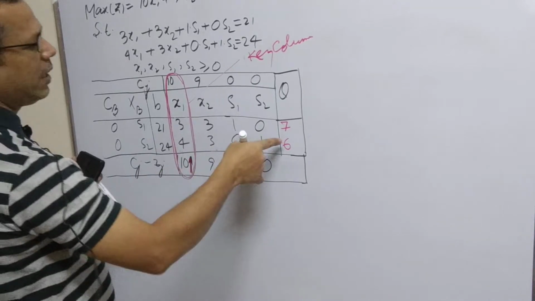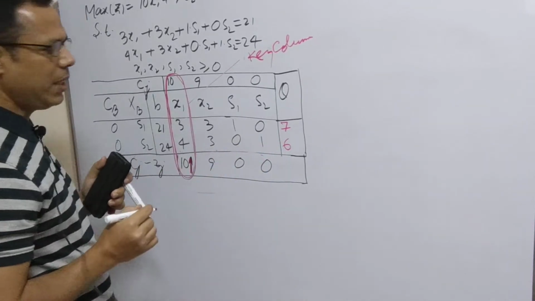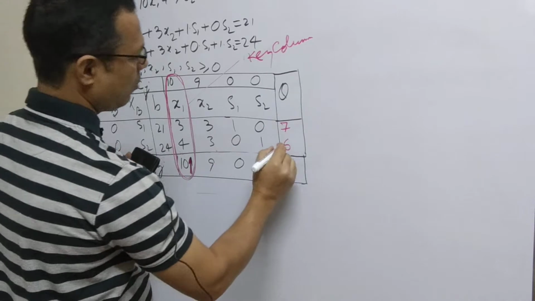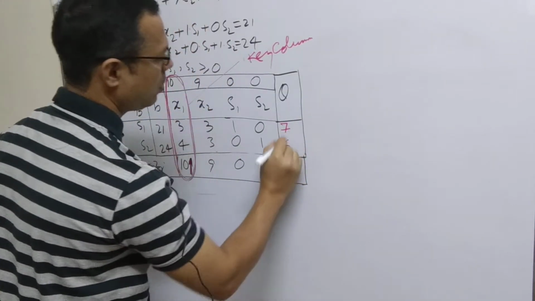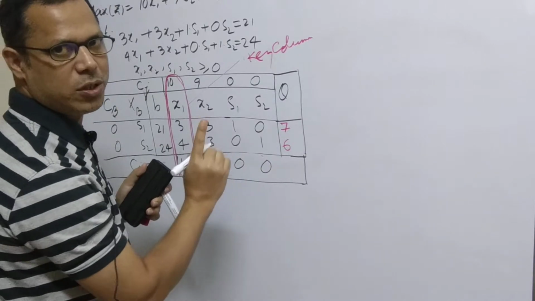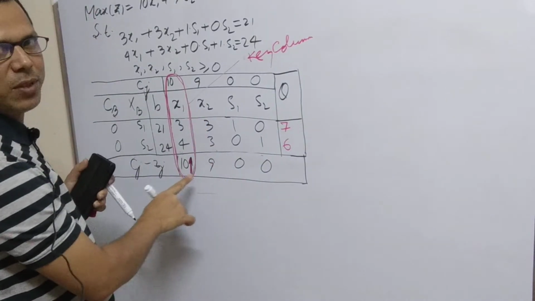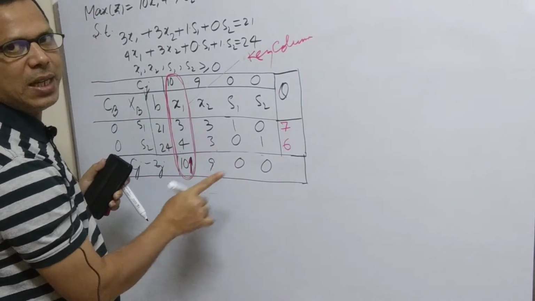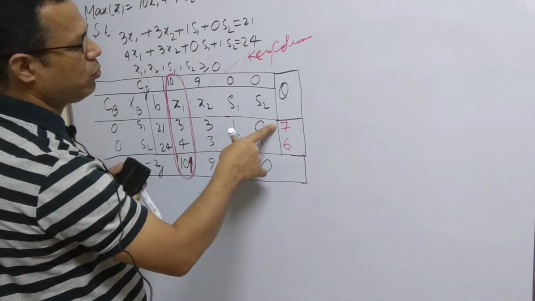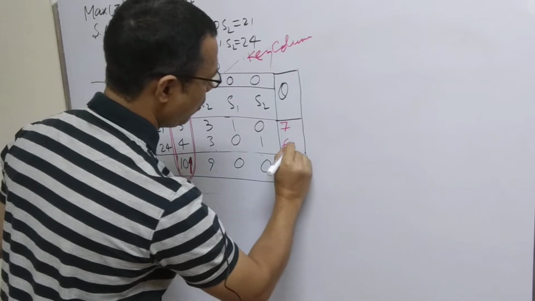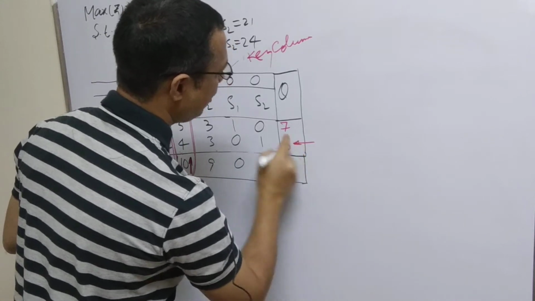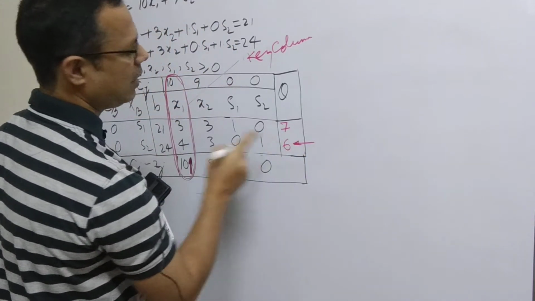Why are we going to find the ratio? We are going to find the ratio to get the key row. Out of these two values, 7 and 6, which one is the least positive value? To find the key column, we need to find the largest positive value, but to find the key row, we need to find the least positive value. So out of 7 and 6, 6 is the least positive.